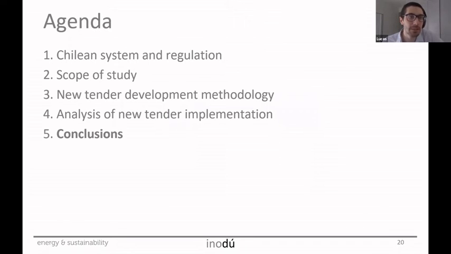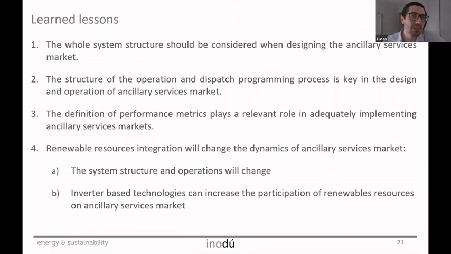To finalize, we have summarized the most important lessons of the study. One is the structure of the system should be considered when designing the ancillary services market. That means to consider the transmission structure and to understand which units or technologies can provide the services. The second is the structure of the operation and dispatch programming process is also very important when designing the operation of an ancillary services market. That is, to understand when and how often the bidding process and the operational programming will take place.